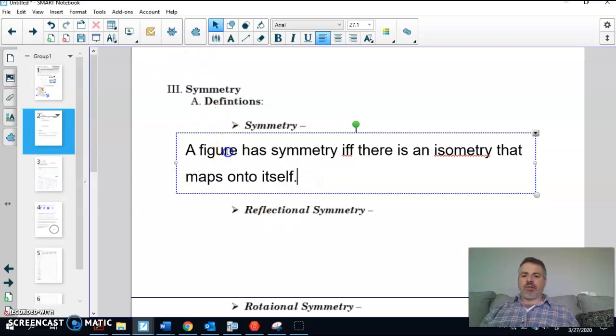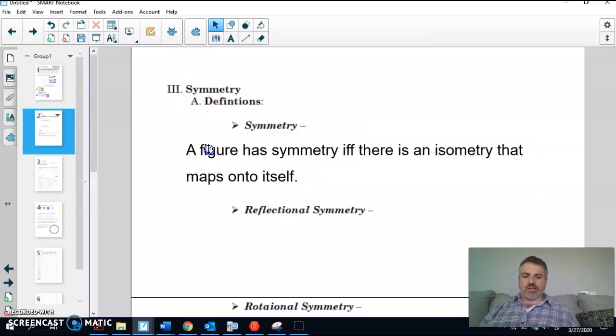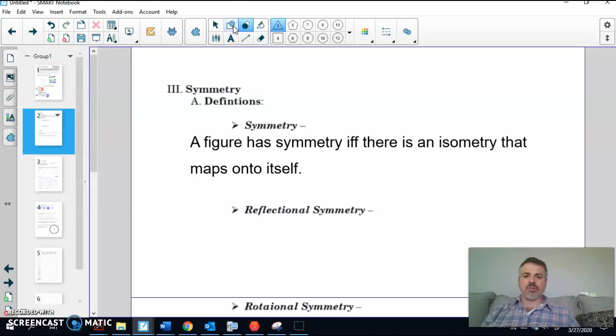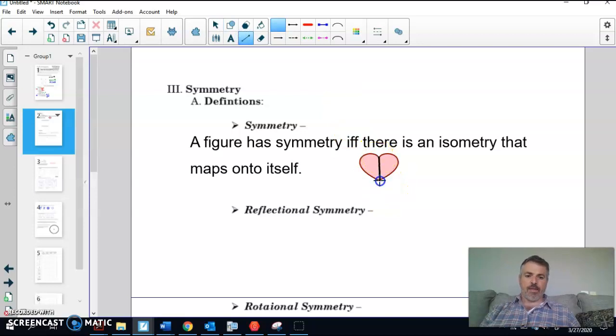Again, that mapping onto itself, I never really understood what that meant as a kid. But basically, I showed you how I folded that hexagon. That's when the shape collapses right on top of itself. So do I have shapes up here I can use? I do. Here's a good example right here. If I take this heart, this has line symmetry because I can draw a line from here to here. And this part over here, I could fold it over and it would map onto itself. That's what that means.